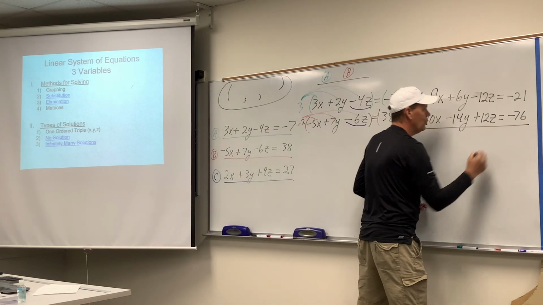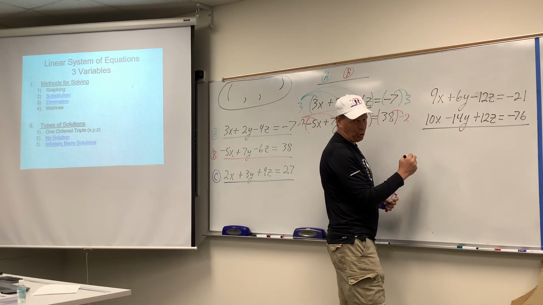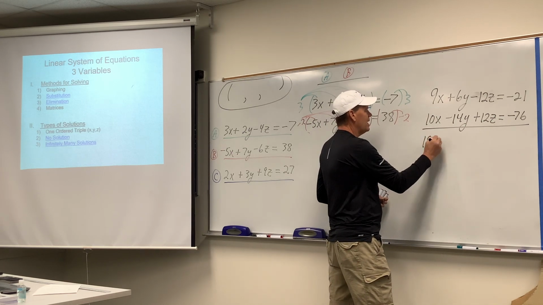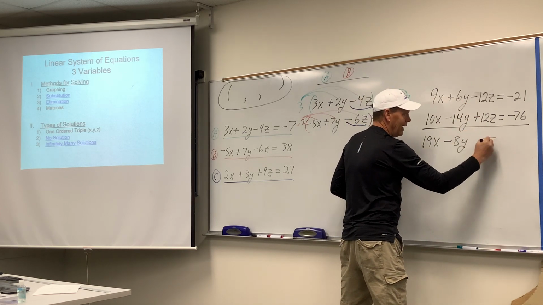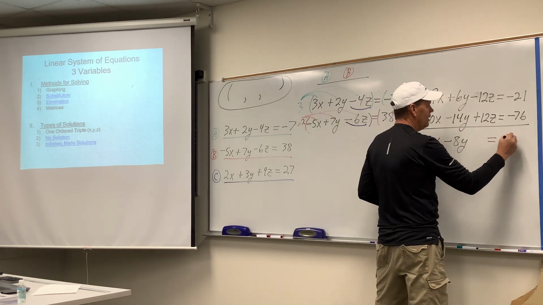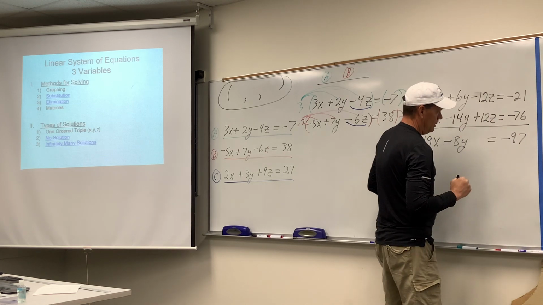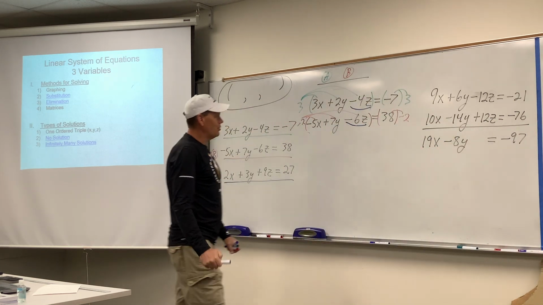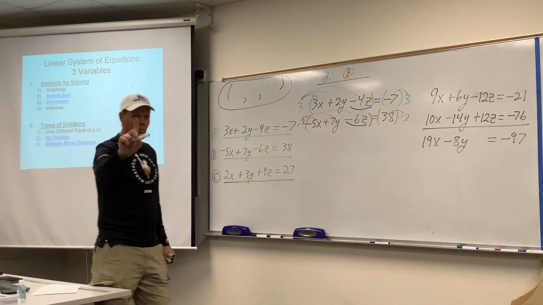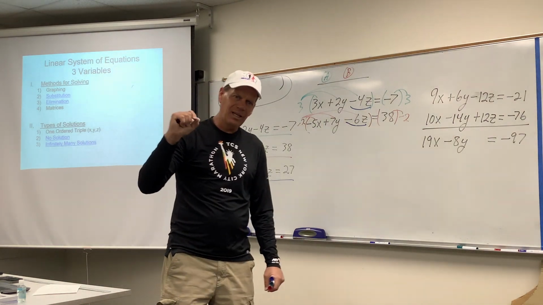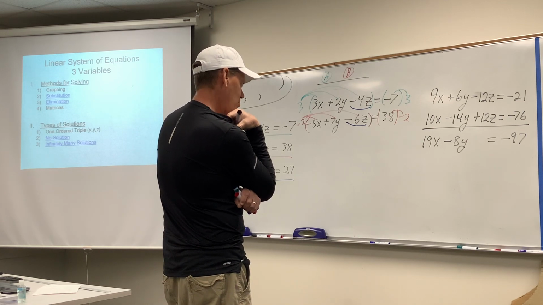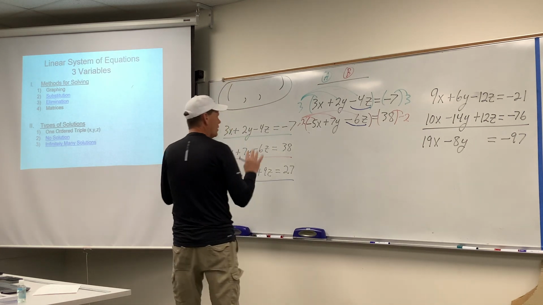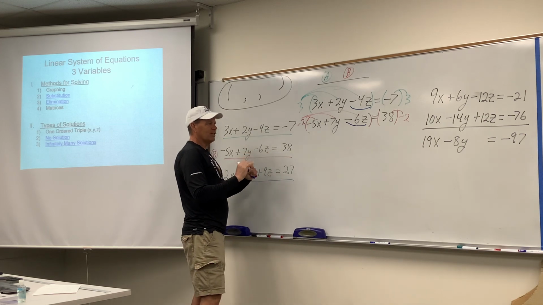If we combine these two equations, combine like terms, 19x minus 8y, z goes away as planned, and this would be negative 97. Okay, I'm double checking that one more time because one silly arithmetic mistake and the whole thing blows up. So, I believe that is correct. So we took the top two equations and we did whatever it took to get rid of z.